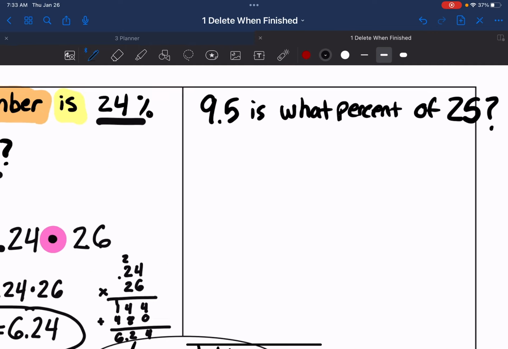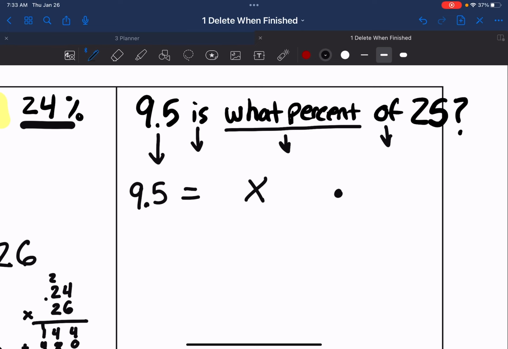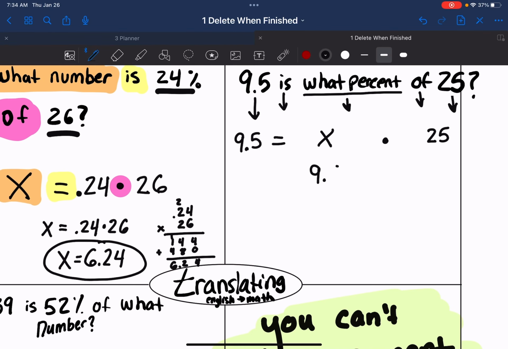They're kind of fun. Okay, so the first thing we see is 9.5. Now 9.5, that's just going to be 9.5 in our translation math, right? Is means equals. What percent? That's our unknown, okay? Because I'm like, well, I don't know what percent. I don't know, x. Of means times. And then 25 is just 25. You just bring that down. So now if I rewrite this all nice and squished together, it's 9.5 equals x times 25.